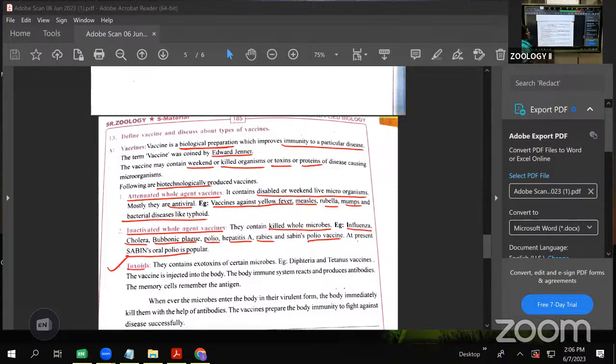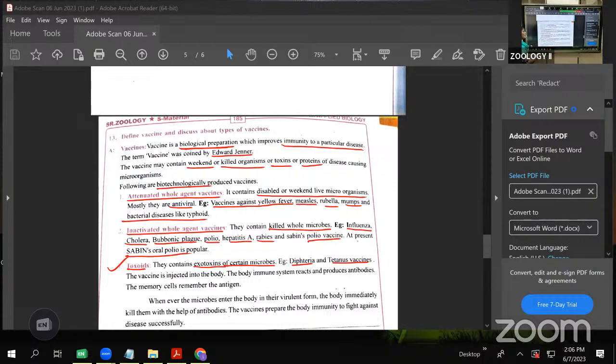Here, they contain exotoxins. Exotoxins means they are released outside, that's why we call them exotoxins, of certain microbes. Which ones? Diphtheria and tetanus vaccines. Diphtheria and tetanus vaccines are prepared from the toxins released by the microbes.